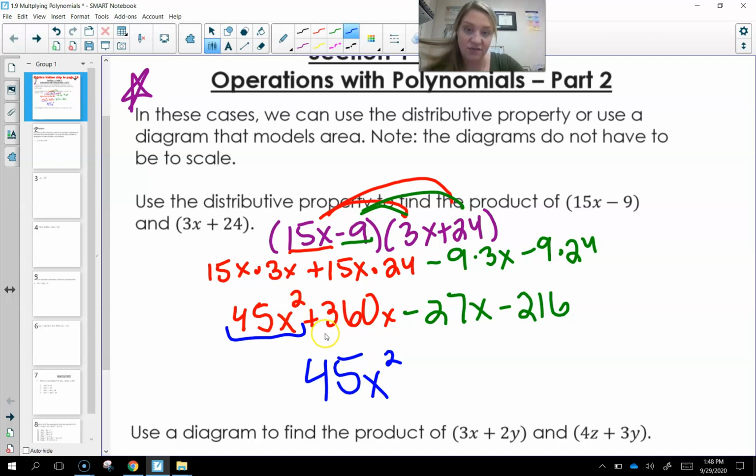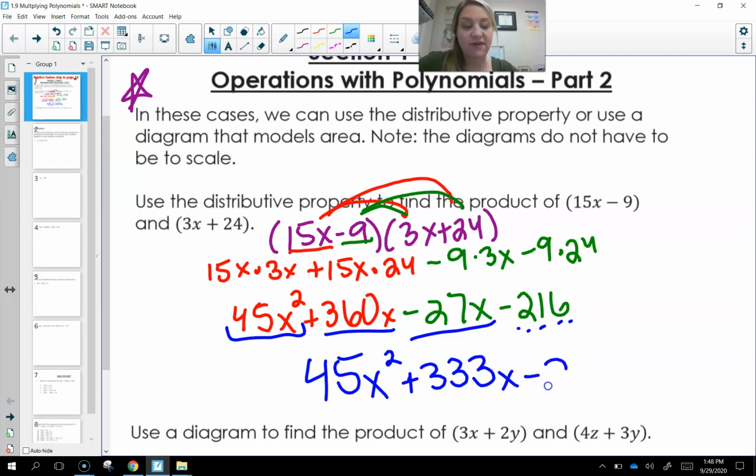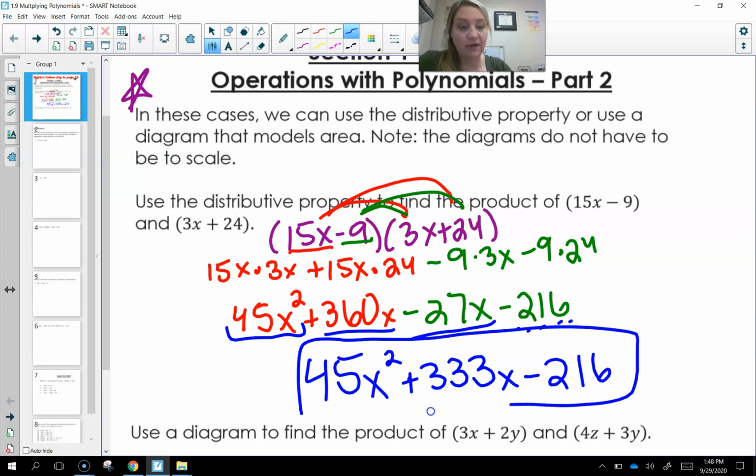My next piece is just an x, right? Power of 1. I see two of those. I see 360 and negative 27. So if I do 360 minus 27, I get a positive 333x. And then next is going to have an exponent of 0, which means there is no variable at all, so just my constant is left over. So we're going to finish this equation with negative 216. All right, and so this is my simplified polynomial, and it's in standard form.